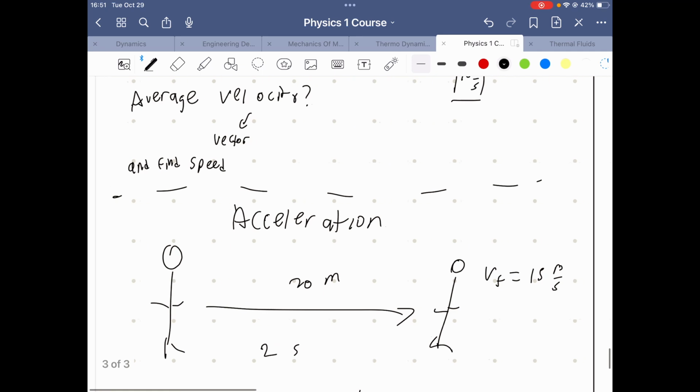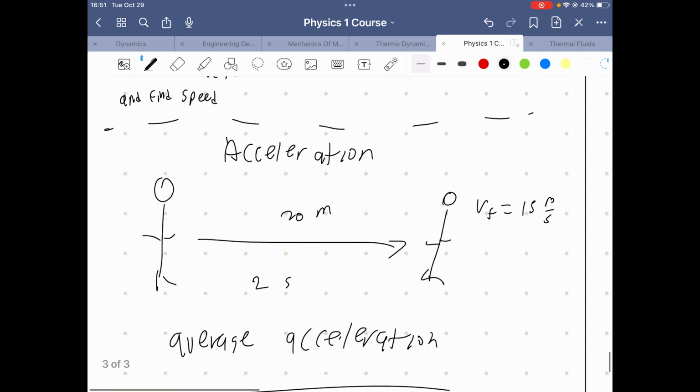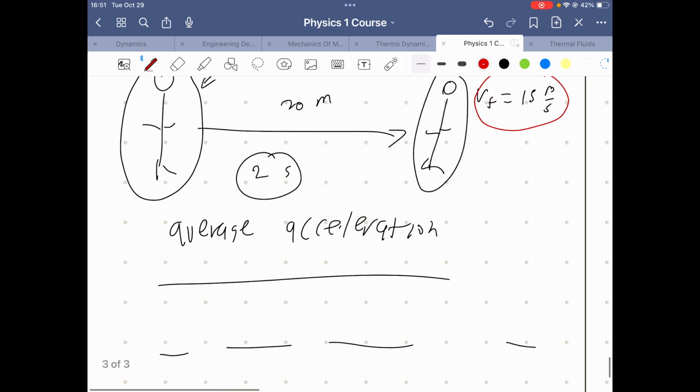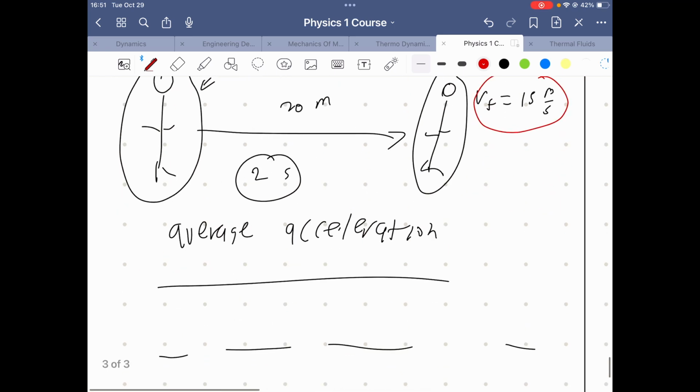Okay, let's do the same thing now for acceleration. Let's say you have a person here. They're starting at rest. They have no motion initially. They move 20 meters, they displace 20 meters, and they end up here. They do this in 2 seconds, and they end up with a final speed of 15 meters per second. Find the average acceleration. Okay, so what can we do with this?